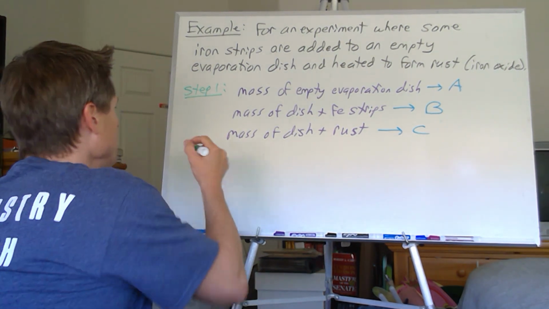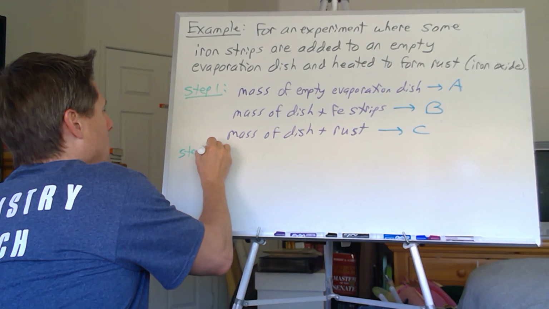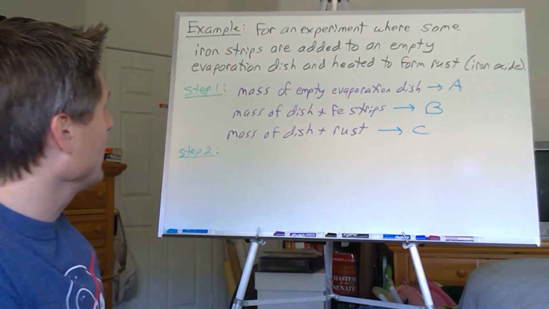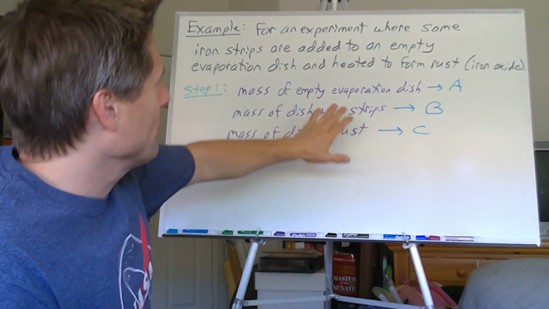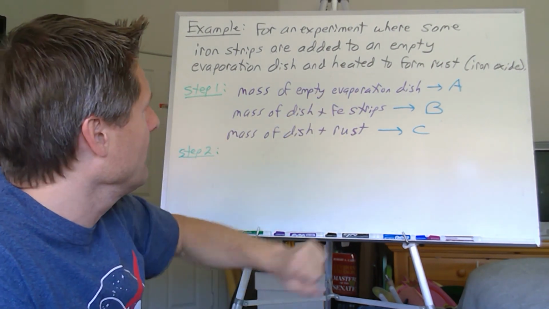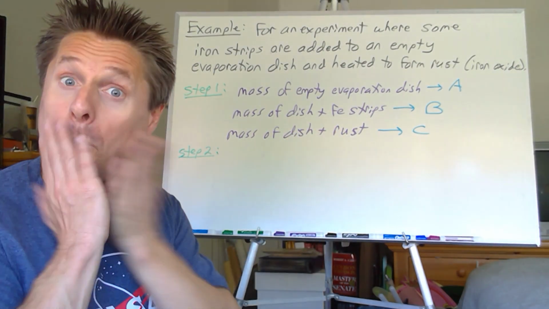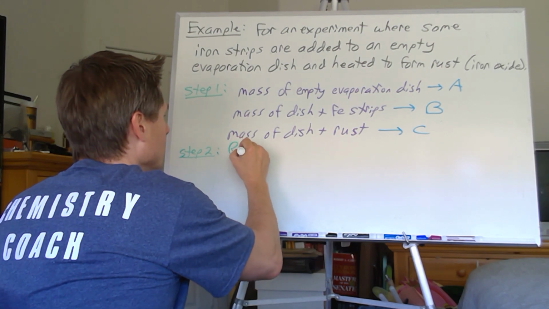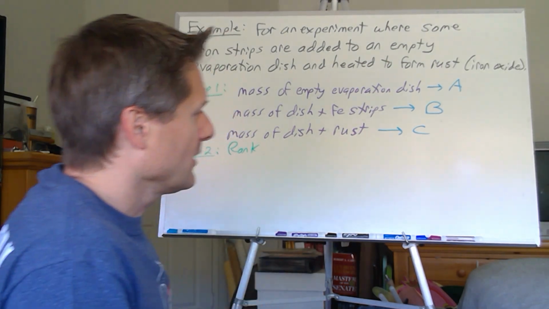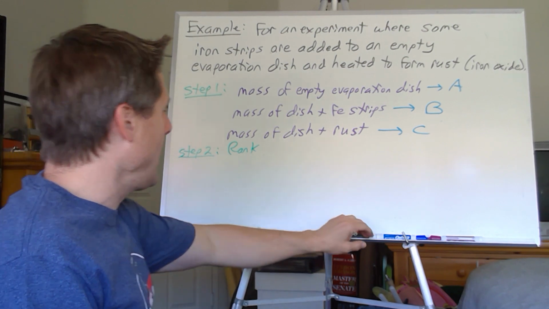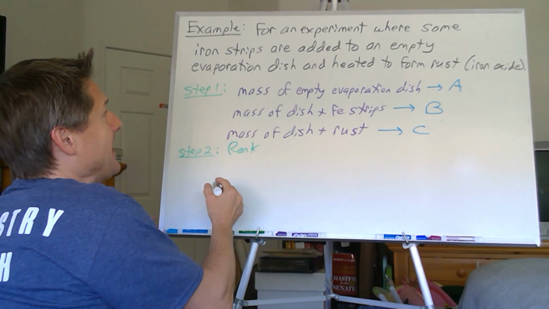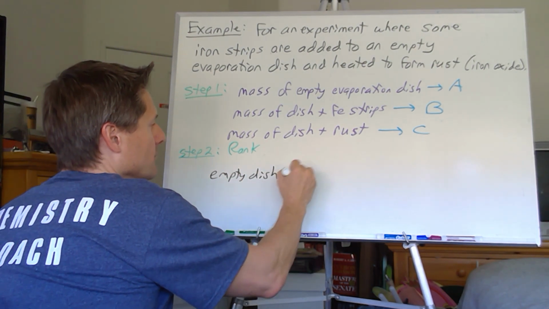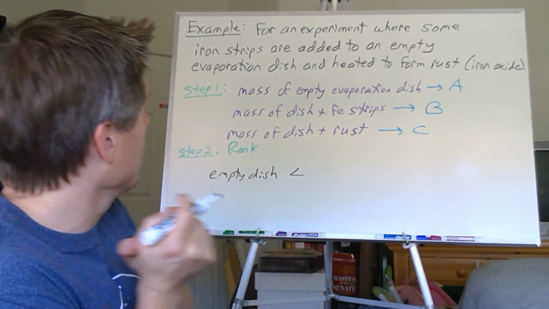Let's do step 2. And a lot of times I'll combine step 1 and 2. I'll actually rank them from lightest to heaviest. I think we did that, right? Would you agree that the evaporation dish would be lighter than the dish with stuff in it? Oh, so that would be the lightest one, right? So we're going to rank these measurements based on their size. So I'm definitely going to say the empty dish would be the lightest, correct?